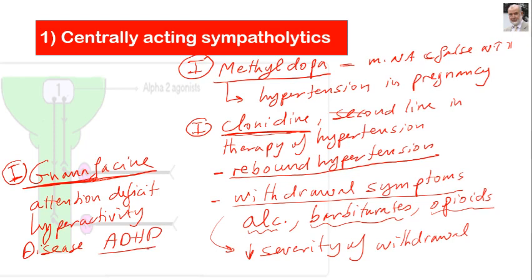In ADHD, the person, especially young children and young adults, shows very high motor activity that prevents them from learning. So guanfacine has one of its indications in the treatment of this ADHD syndrome. These are the first group, the centrally acting sympatholytics.